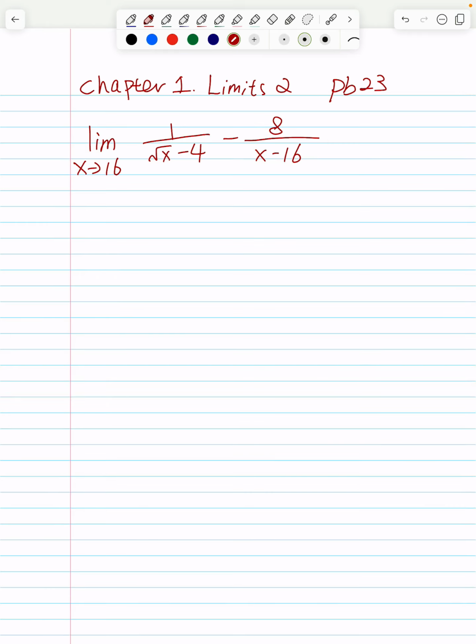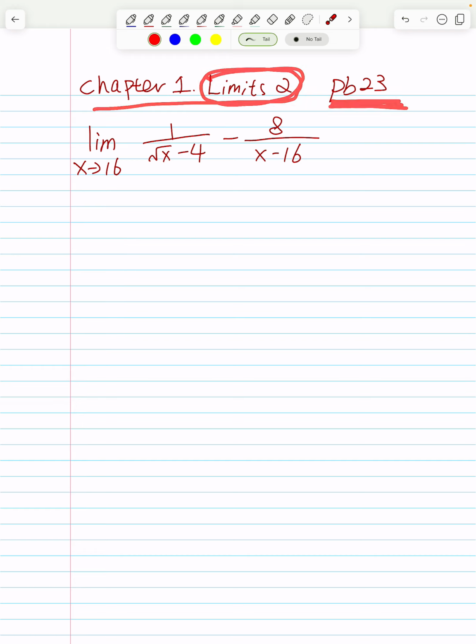So let's talk about one of the homework questions, which is in the second section, problem 23. The question asks you to find the limit as x approaches 16.